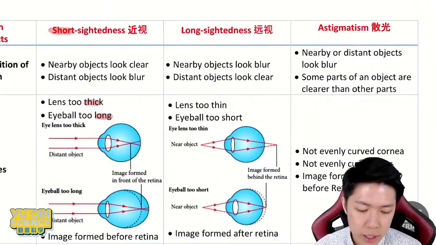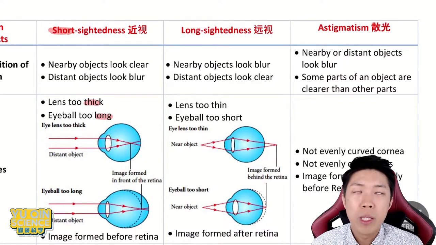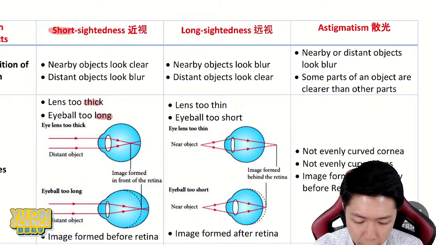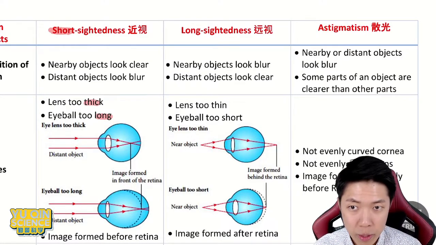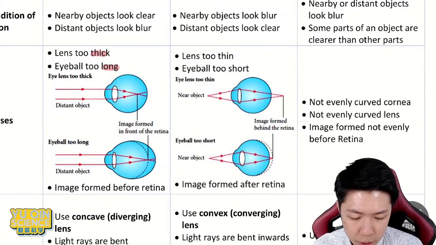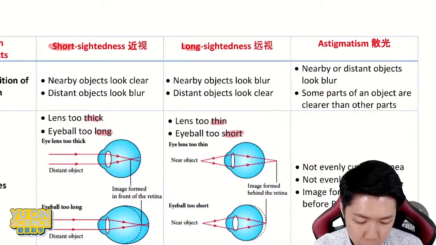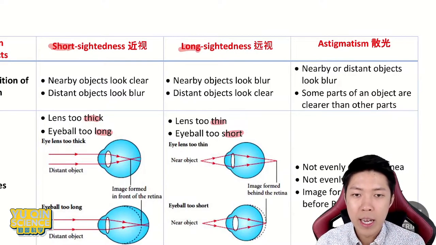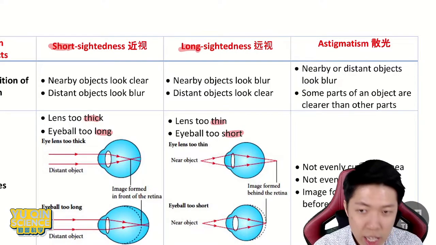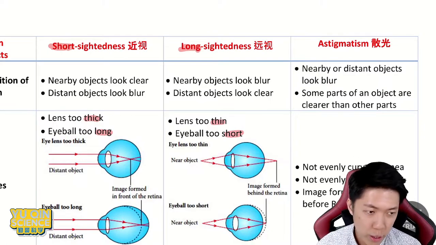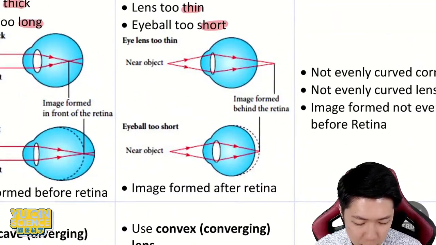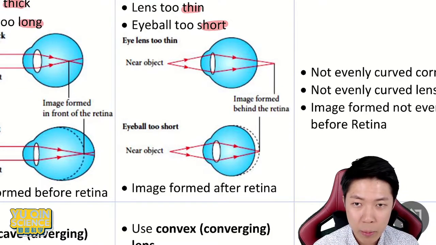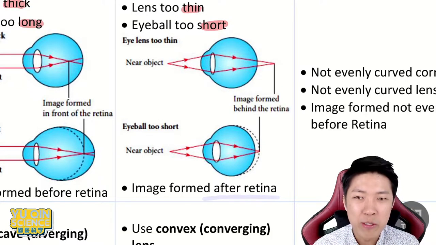Next one, long-sightedness. Long-sightedness, opposite obviously, means you can see far things clearly, but you couldn't see near things. Too thin, too short. As I mentioned, we go opposite, so long-sightedness will be eye lens too thin and eyeball too short. So what happened is it goes over, it forms over the eyeball. Hence, this is what we write: after the retina.